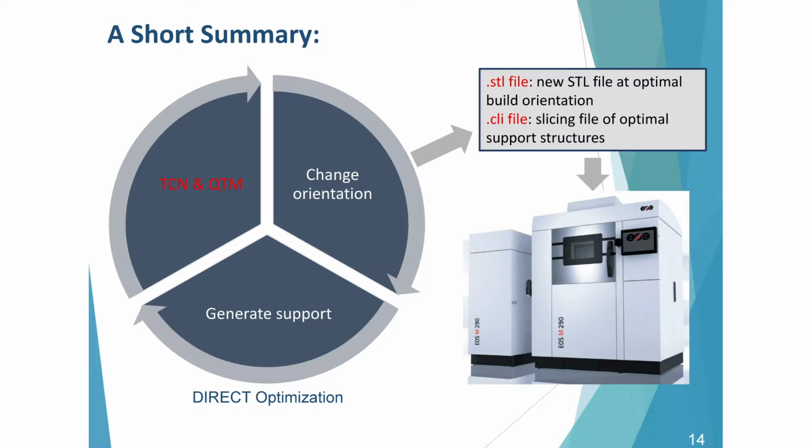So a short summary. The goal of our company is to develop this optimization tool, which can give you the best orientation and also the support structures. In each optimization loop, we will change orientation, generate support, and use TCN and QTM to predict distortion and thermal stress. And finally, we'll give you the best orientation and support. And you can download all those files, STL files, CLI files for your printer, and then you can start printing.